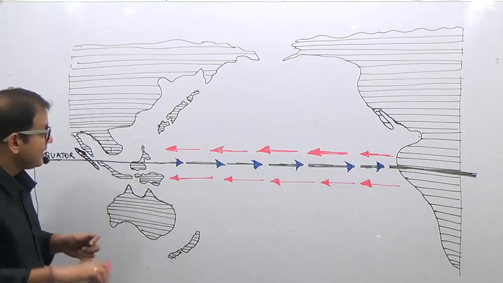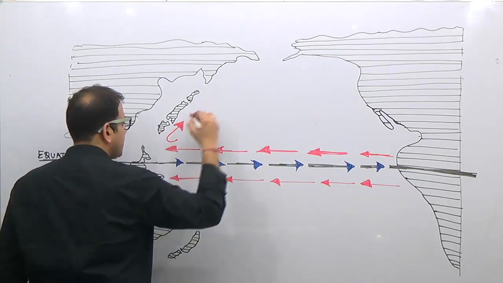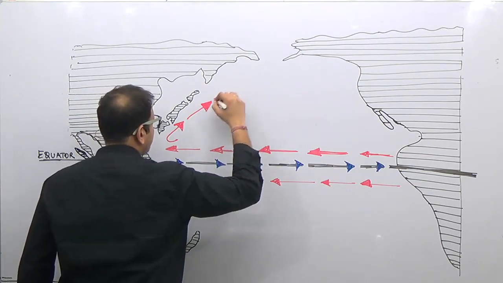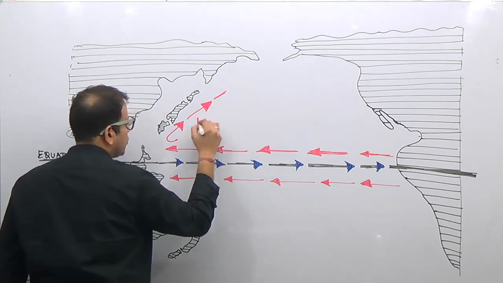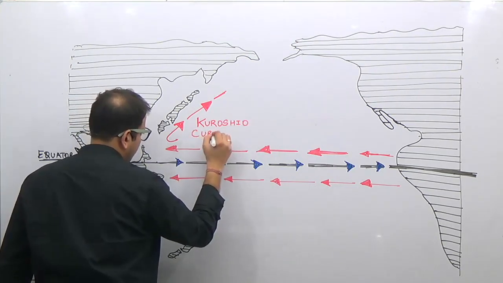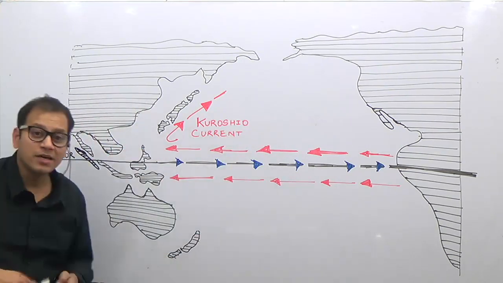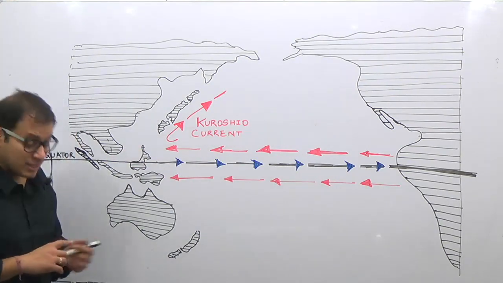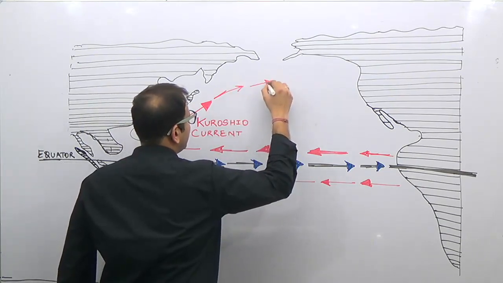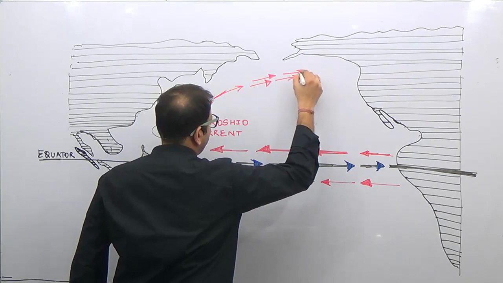Now here this north equatorial current then moves upwards to form an important warm current, which is similar to the Gulf Stream, which is known as the Kuroshio current system. This current is a warm current which is similar to the Gulf Stream. Now this Kuroshio current system, similar to the Gulf Stream, goes upwards and gets bifurcated into a number of currents.